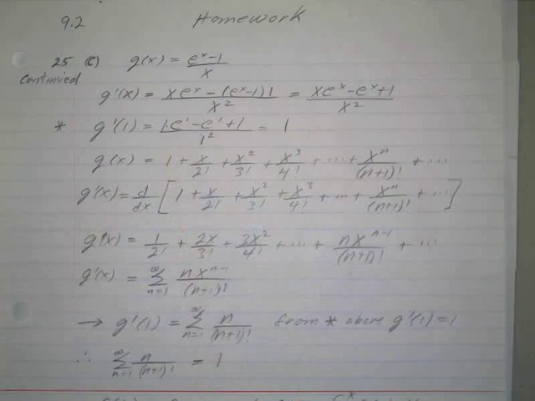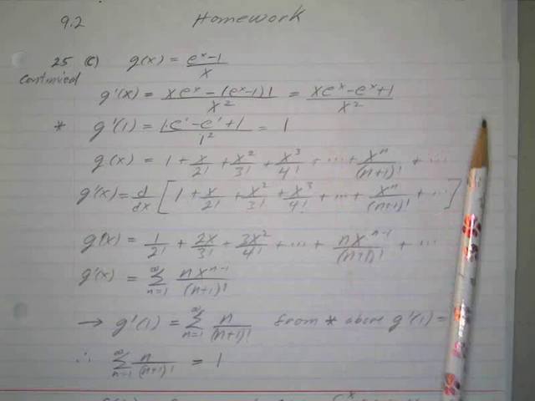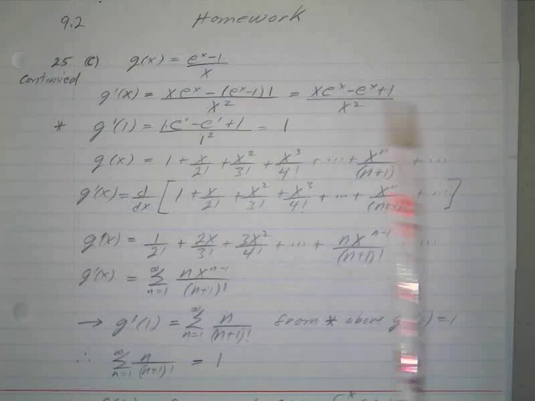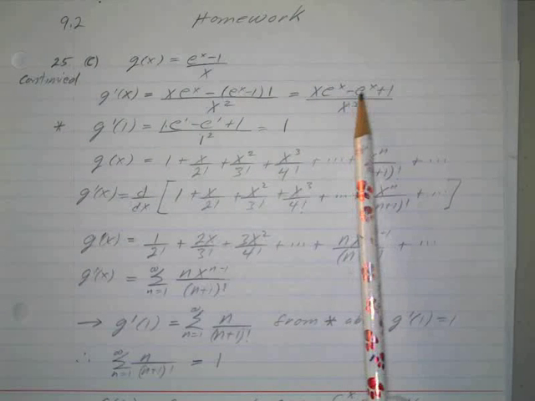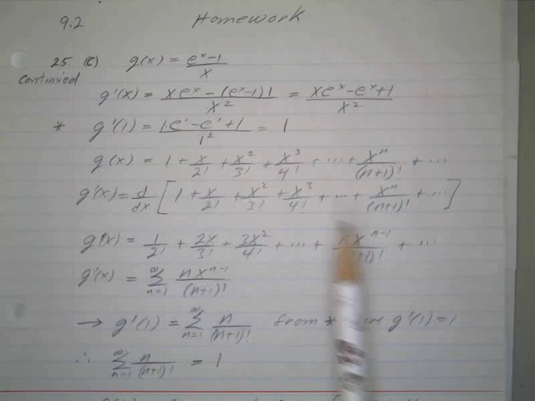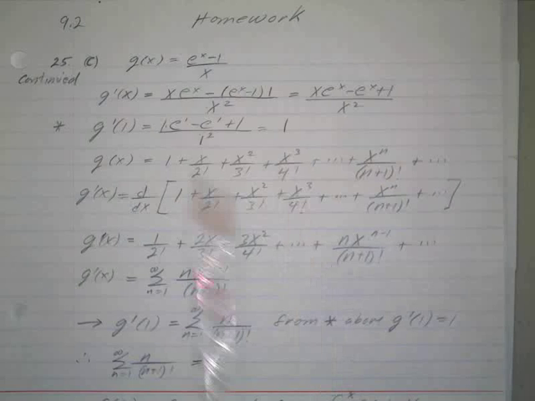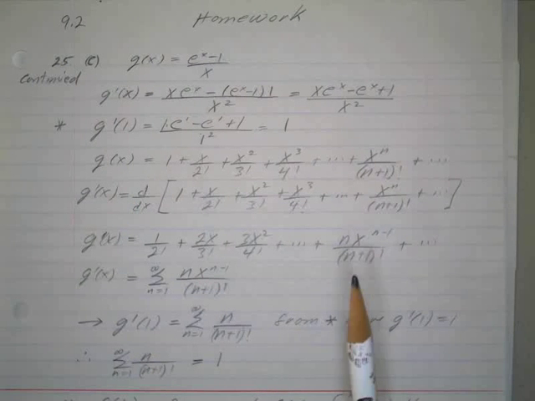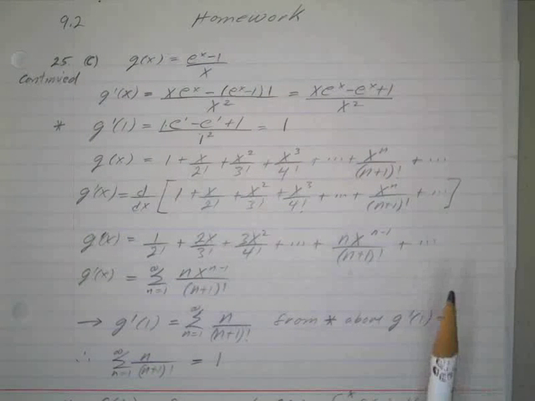And then I can find g prime of 1, which equals 1. Just put 1 in here for x, so we get 1 times e to the first power minus e to the first power plus 1, over 1 squared, which just ends up being 1. Okay, so that's g prime of 1. Now that's just using the g function, but we can do it like that.